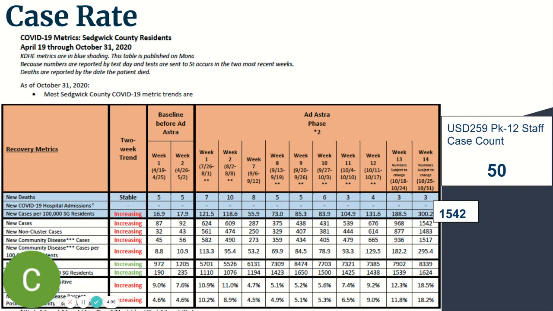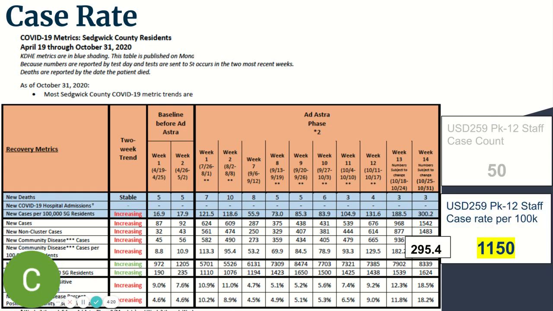But even then, that's not super instructive because the population of the school district is so much different than the population of the county. Instead, let's look at the rates. Okay? So the rate for the county, like we said, was 295.4. If you calculate the rate for a pre-K through 12 staff, the case rate per 100,000 is 1,150. That's 3.9 times the case rate for the county.